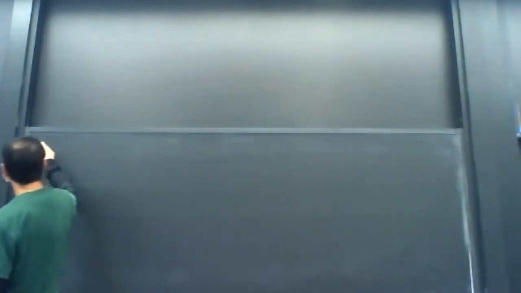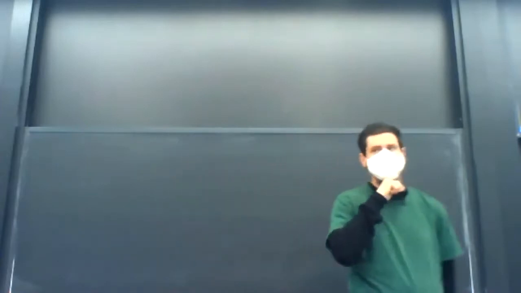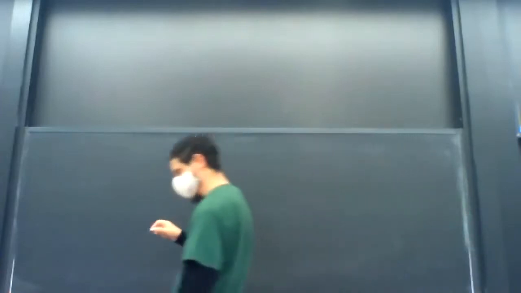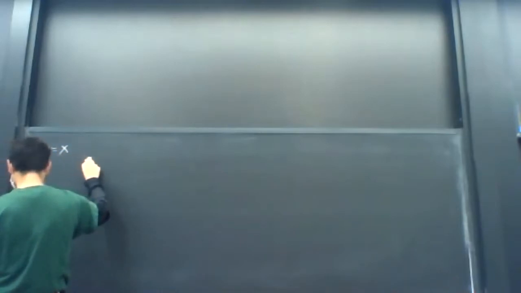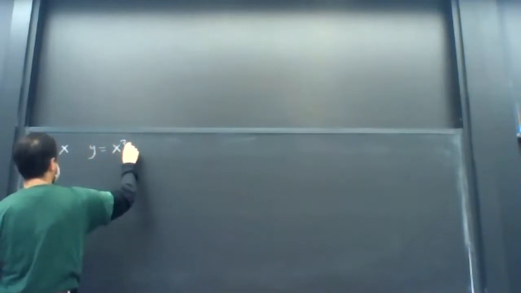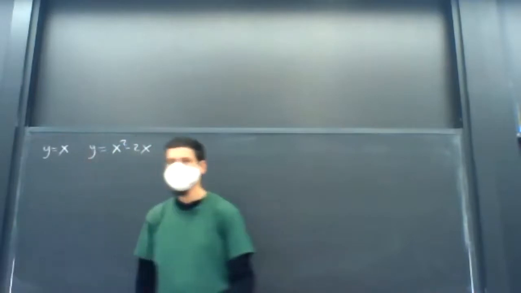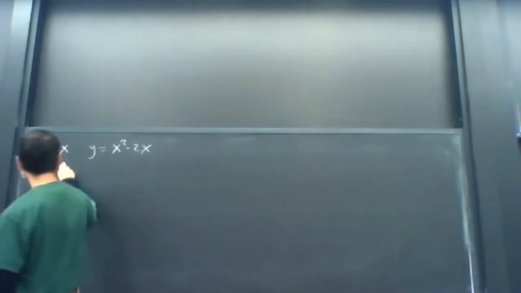Okay, so the question was finding bounds for integration. How do you want to do it? This is one of the problems from the book. We have the line y equals x, and we have the parabola y equals x squared minus 2x. The first thing when you have something like this is to draw what's going on. The line y equals x is pretty easy to draw.